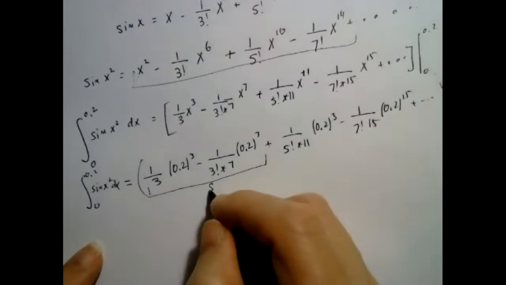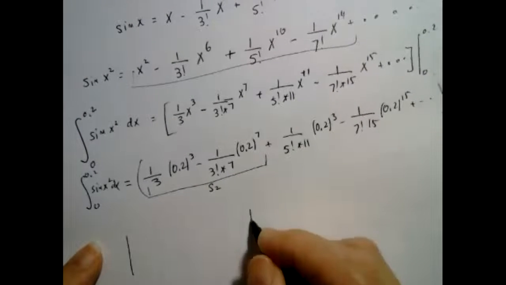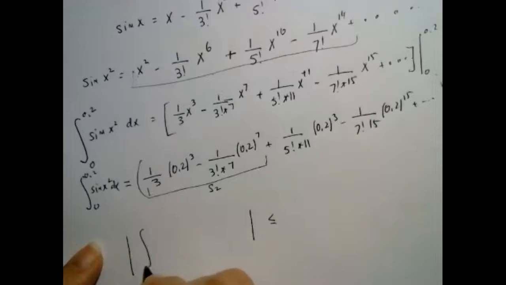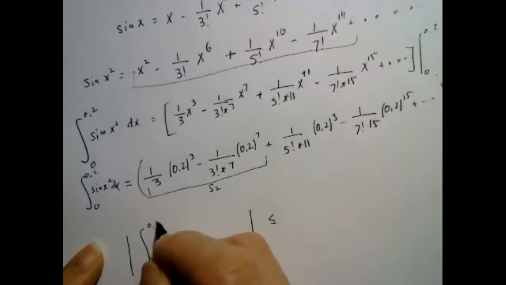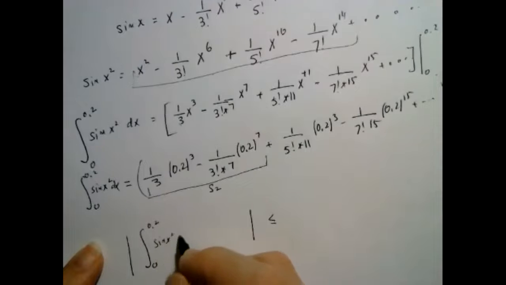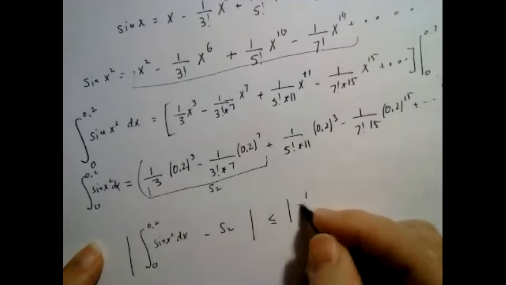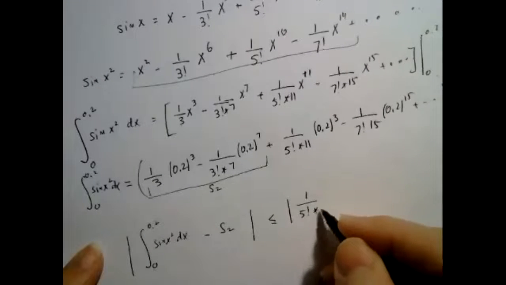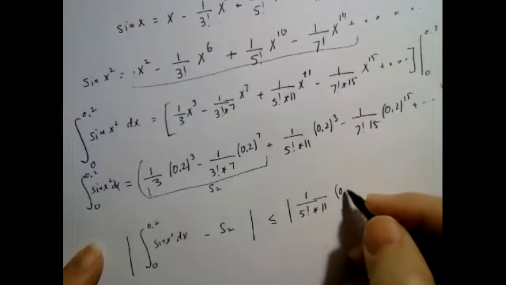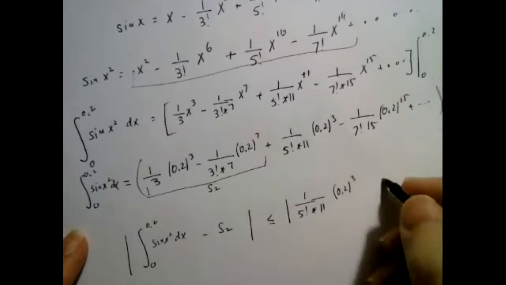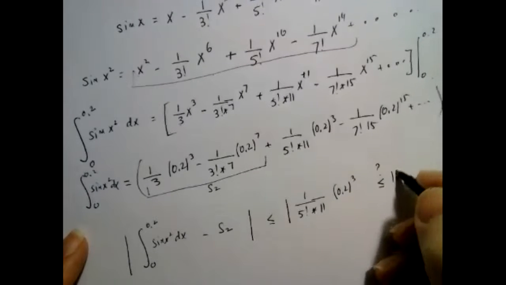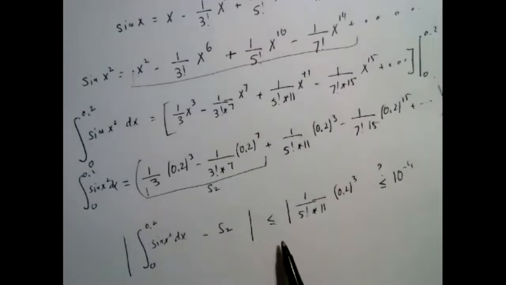this is S2. So the question is, suppose I estimate it with S2, the first 2 terms. The error is going to be less than this, 1 over 5 factorial times 11 times 0.2 to the power 3. And the question is, is this less than 10 to the minus 4? If it is, I am done. If not, I'm going to move one more term. So I have no idea what this comes up to.